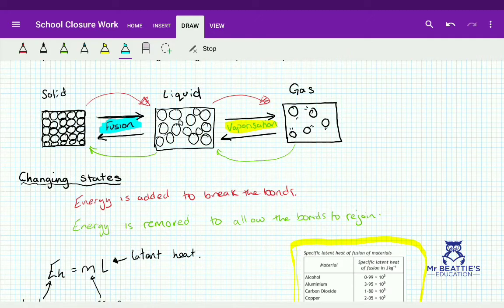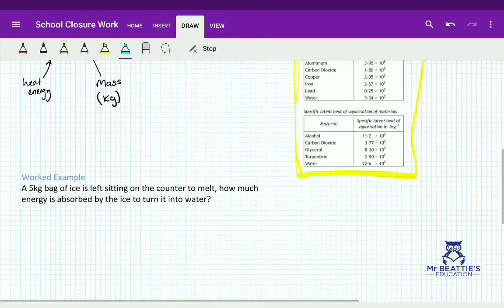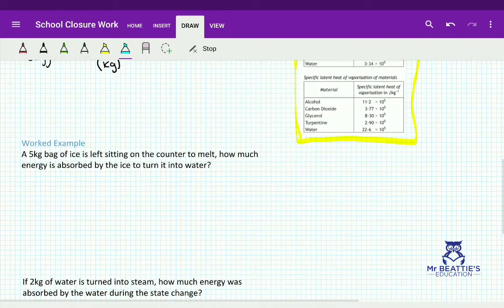Okay, so what we've got here is our first worked example, and what it says is a 5 kilogram bag of ice is left sitting on the counter to melt. How much energy is absorbed by the ice to turn it into water? Okay, so going by all of the stuff we've done all year, step one, write down what you know.